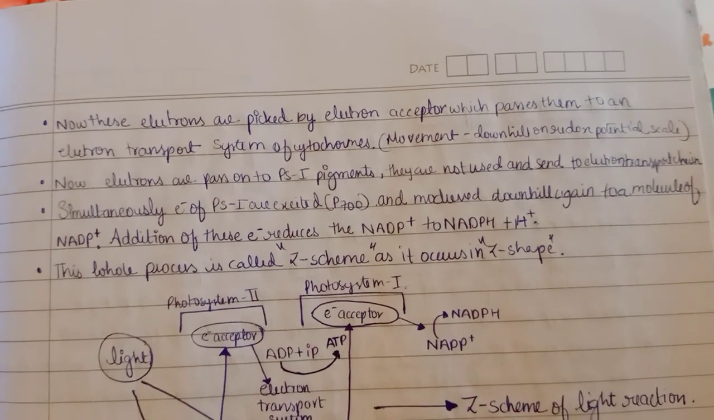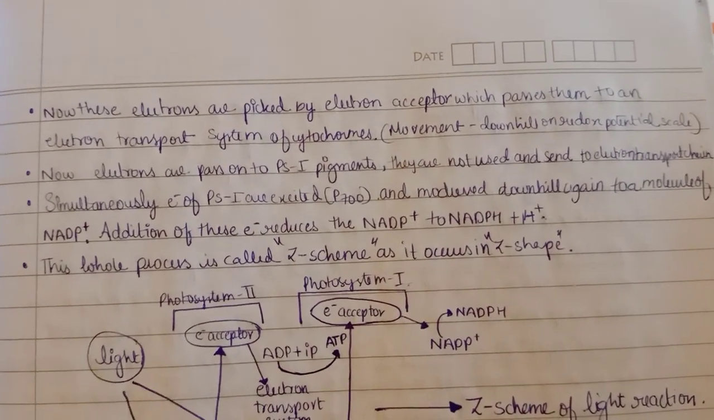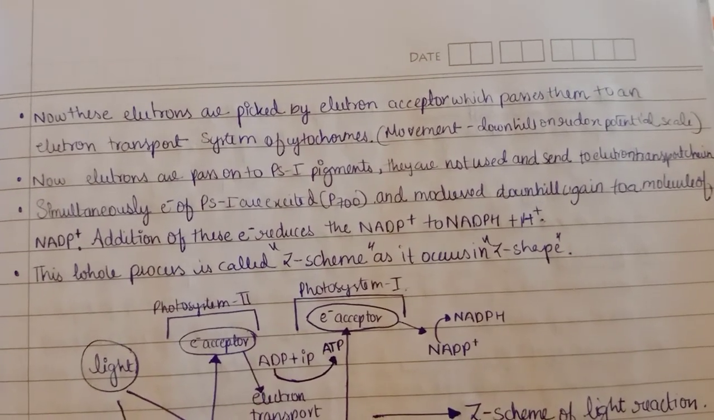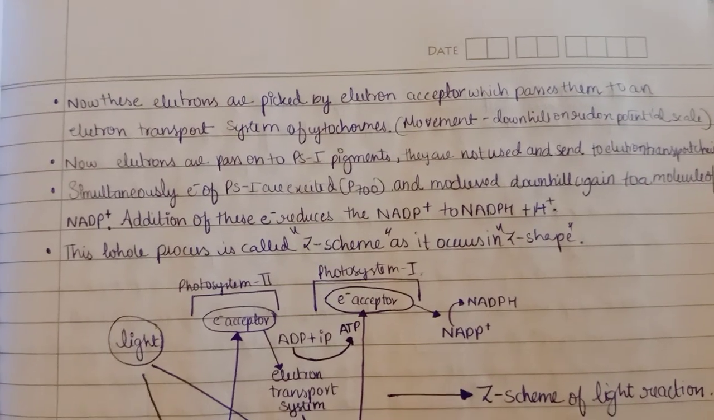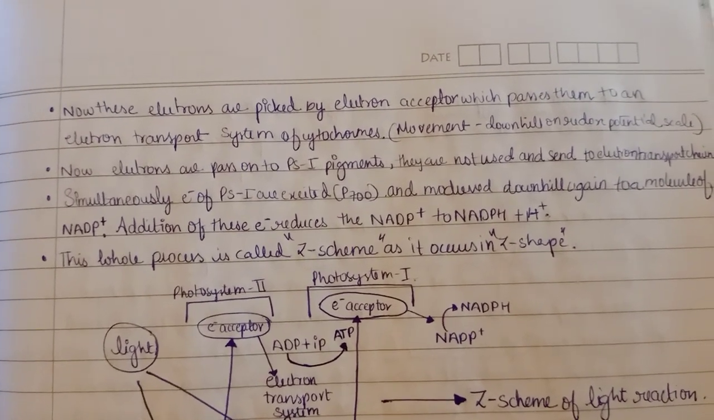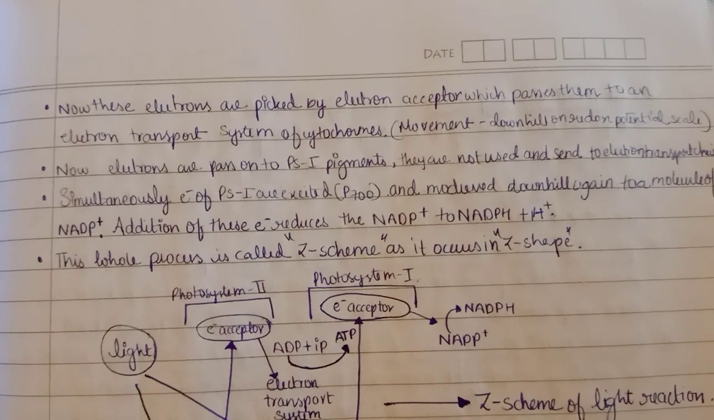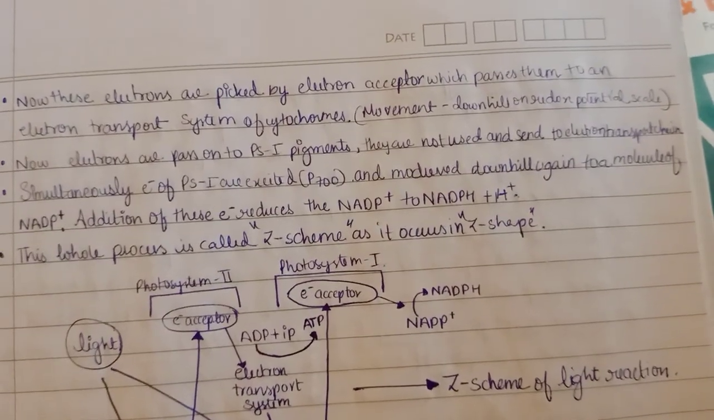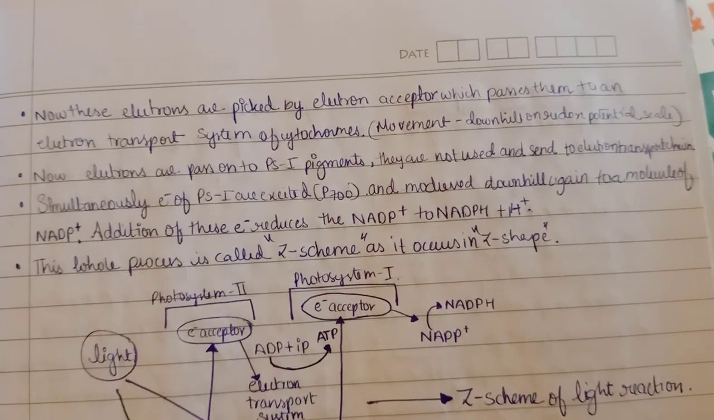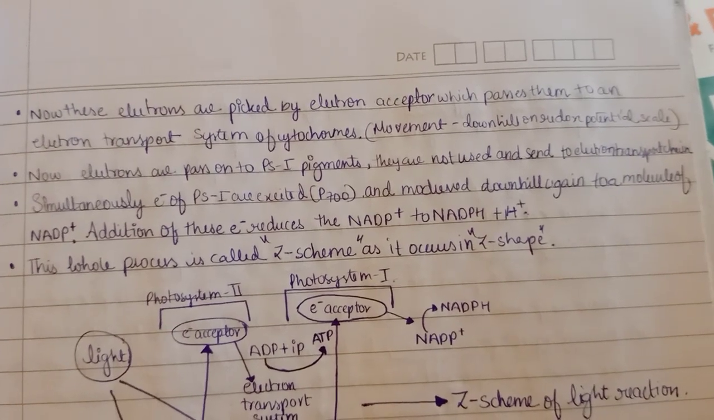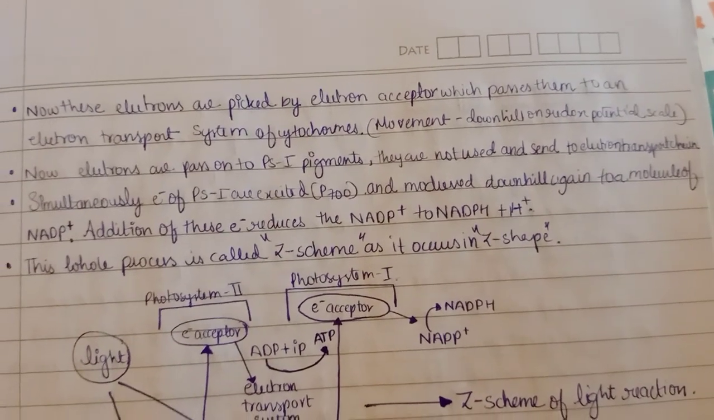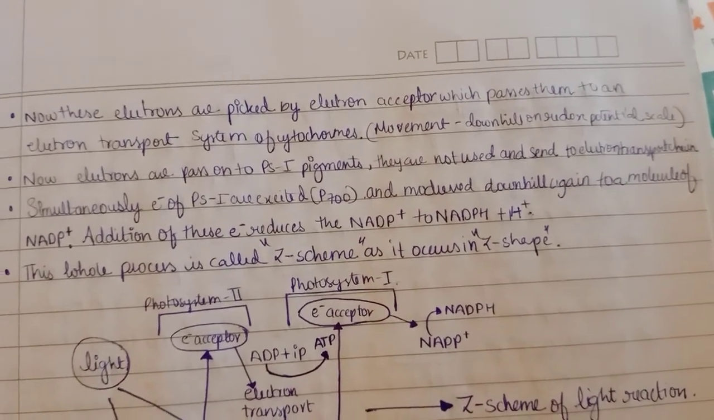Movement is downhill on the redox potential scale. Now electrons are passed on to the PS1 pigments. They are not used and are sent down the electron transport chain. Simultaneously, electrons of PS1 are excited by absorbing 700 nanometer light and moved downhill again to a molecule of NADP plus. Addition of these electrons reduces the NADP plus to NADPH plus H plus ion. This whole process is called the Z scheme as it occurs in a zigzag shape.